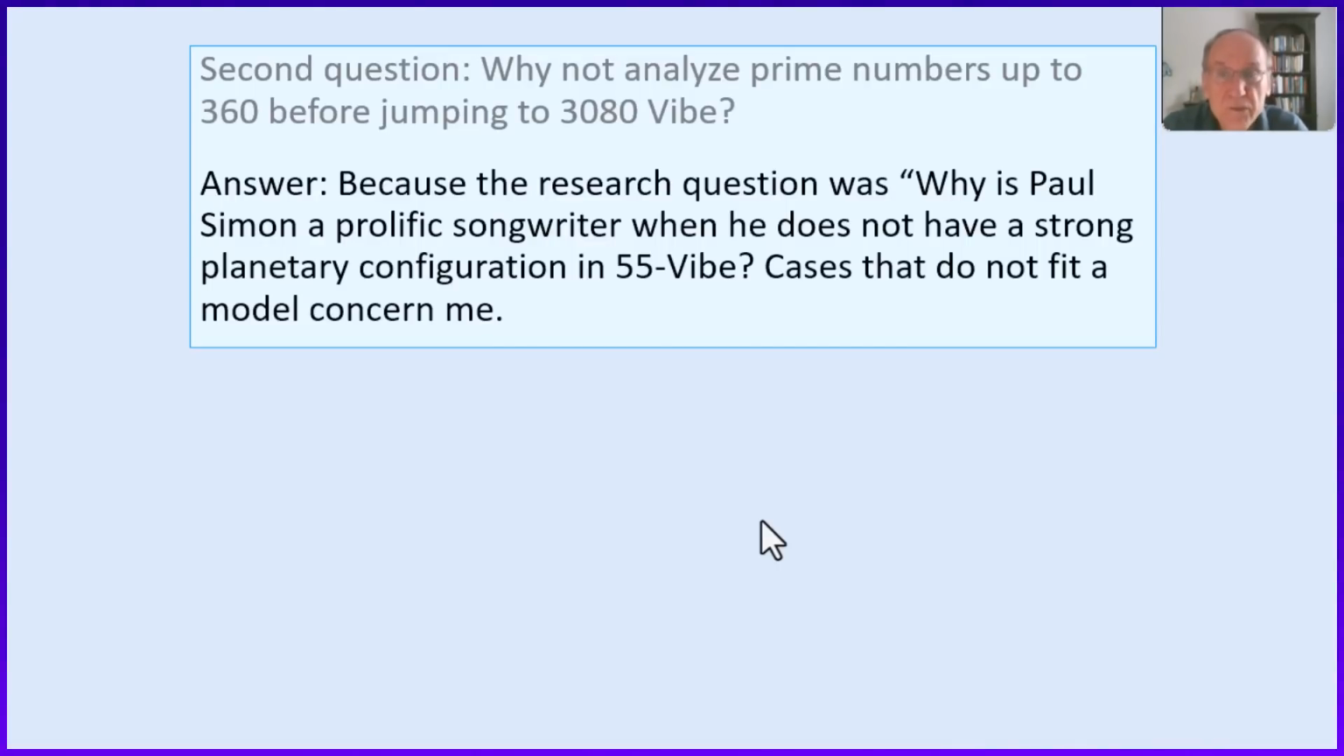My research question is, why is Paul Simon a prolific songwriter when he does not have a planetary configuration in 55 vibe? Because the previous research found that songwriters have configurations in 55. Paul Simon was, I think, the only songwriter who does not have a strong planetary configuration. I didn't have that many charts of songwriters, but of the ones I did, he was the only one who didn't. He didn't fit the model. So when you create a model, it doesn't work perfectly. It works pretty well, but he was an exception to the rule.